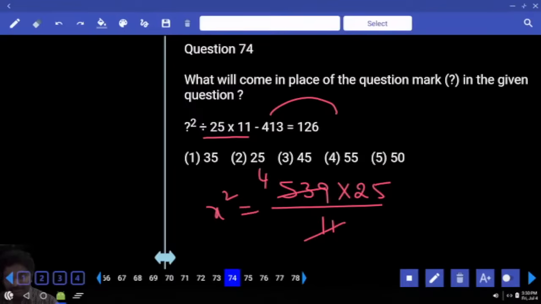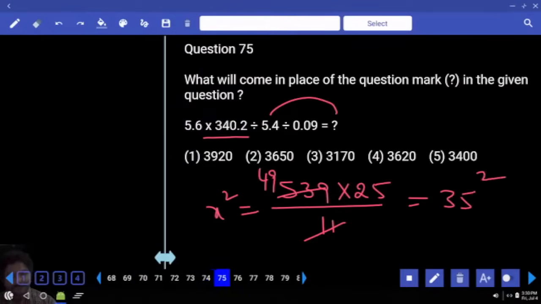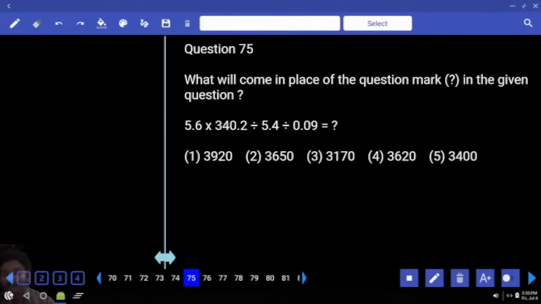11 49 times. 49 can be written as 7 square. 25 can be written as 5 square. Total 35 square. These two numbers come in numerator and these two come in denominator. In numerator there are 2 digits after decimal, but in denominator there are 3 digits after decimal. So one extra 0 will come in numerator.